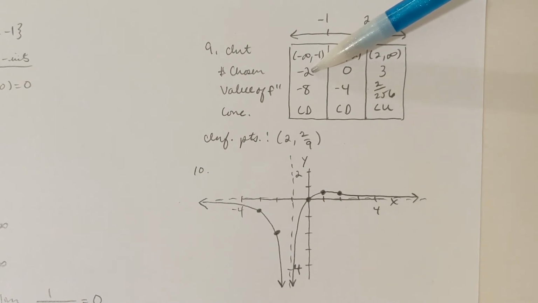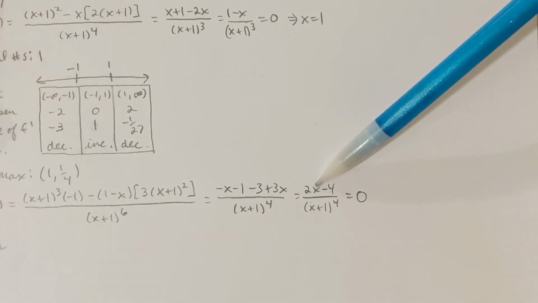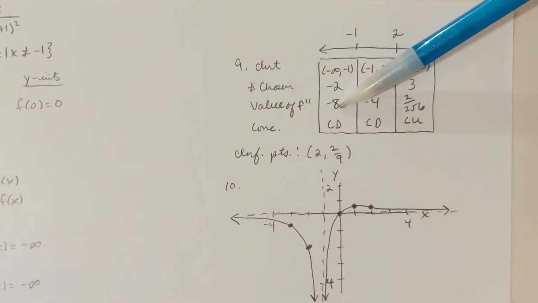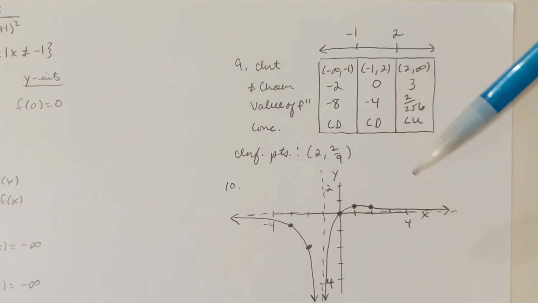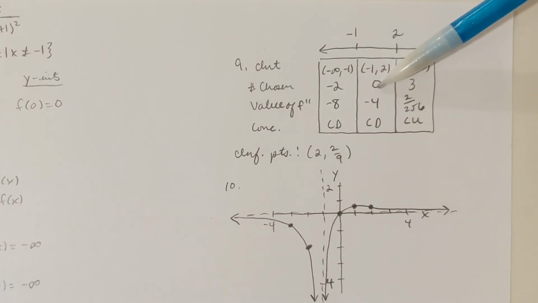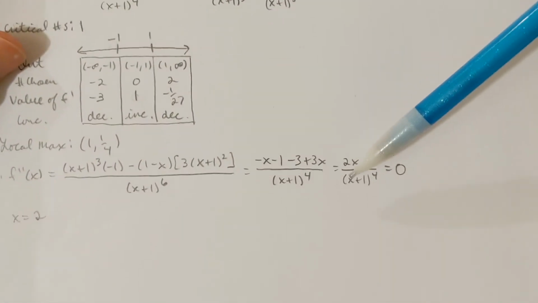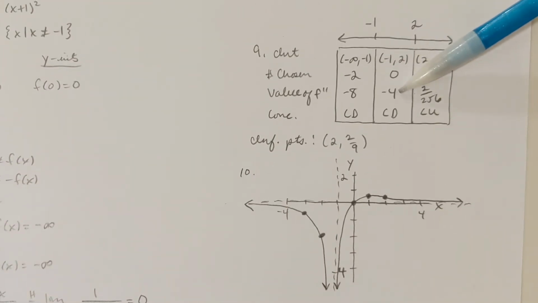So if x is negative 2 and I plug that into f double prime, I'm going to get negative 8 divided by negative 1 to the 4th, which is 1. Negative 8 over 1 is negative 8. That means I'm concave down on that part of the graph. If I let x be 0 in the middle section, plug that in, I'm going to have negative 4 divided by 1 is negative 4. We're still concave down, it looks like.